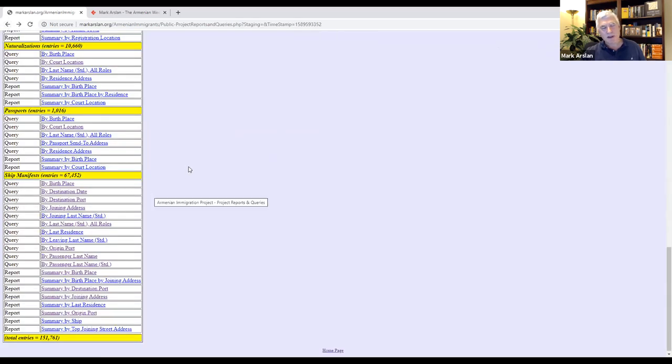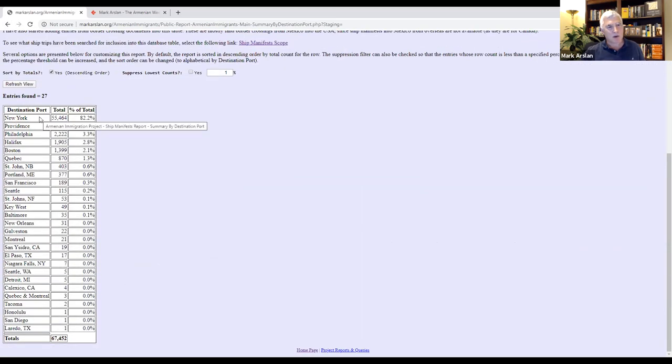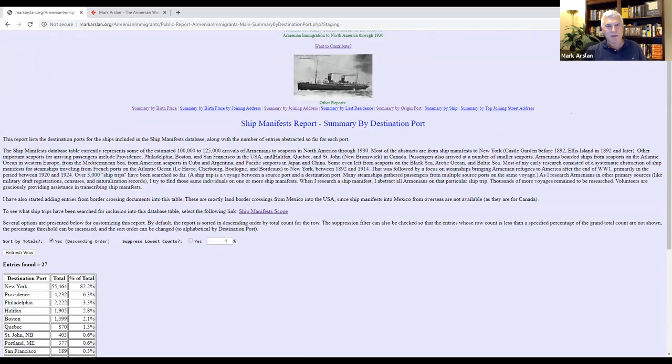I see a lot of people fixating on Ellis Island, probably for good reason, because a lot of people came through Ellis Island. But let's say I want to look at where they actually arrived. Ellis Island, New York was quite a lot, but you had Providence, Philadelphia, Halifax. All of these different places are either border crossings or ports where people arrived that came to America. Ellis Island might be a little overrepresented there because I started researching Ellis Island, and it wasn't until later that I started looking at places like Providence, Philly, Boston, and some of those. So anyway, these are reports as opposed to queries.